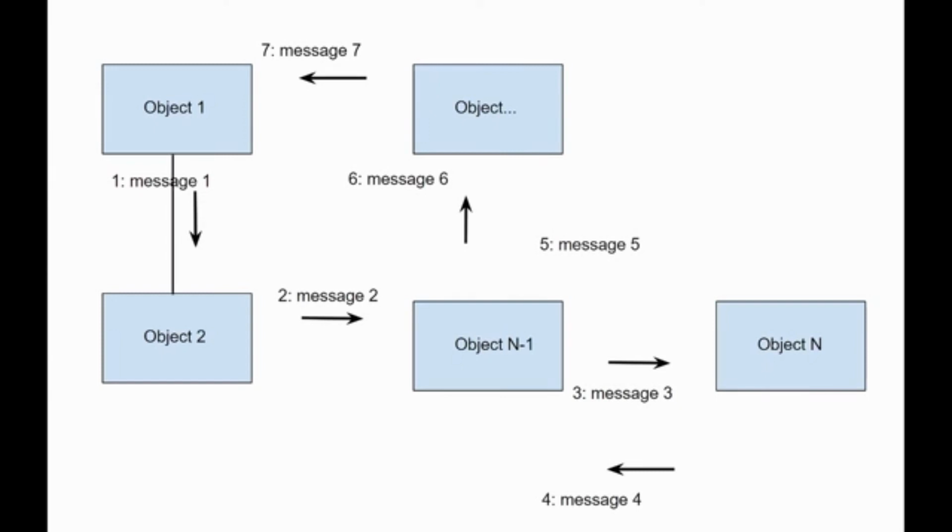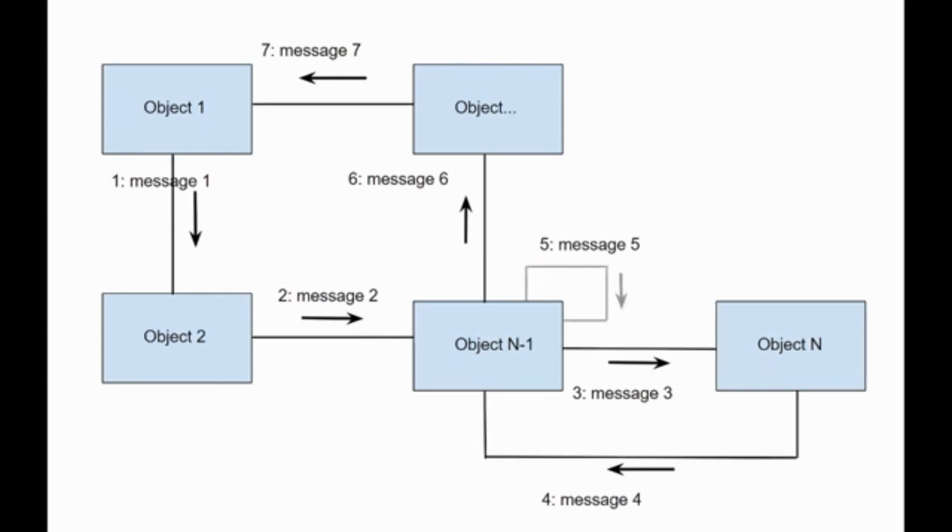Object 1 first sends message 1 to object 2. Object 2 in turn sends object n-1 a message 2, and so on. Messages that objects send to themselves are referred to as loops, for example, message 5.